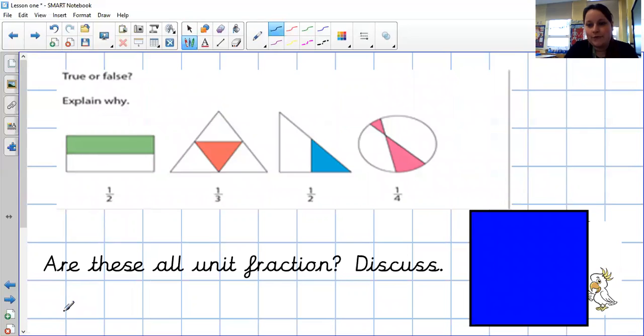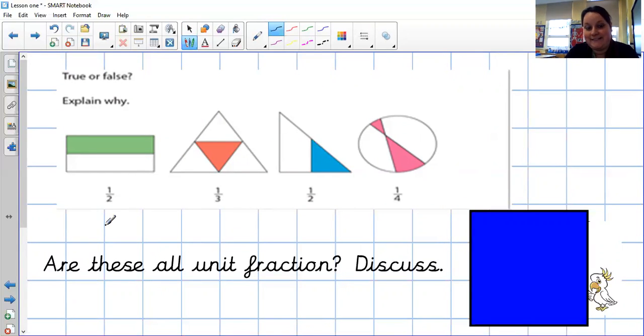Okay, true or false? Are these all unit fractions? Again, you might want to pause your video and have a think or a discussion about whether these examples are all unit fractions. The first one is a half, the next one, a third. This one, it's saying it's a half, and then the last one, a quarter. Which ones are unit fractions? You might want to give them a tick or point to the screen. Which ones are not unit fractions?